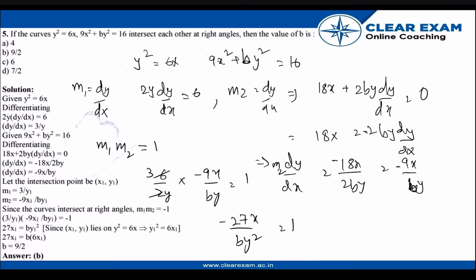So let's shift b to the right hand side. We get minus 27x upon y square equals b. So now we have b equals minus 27x upon y square.